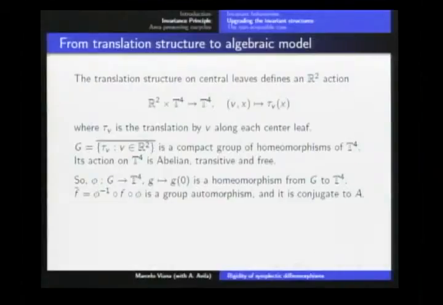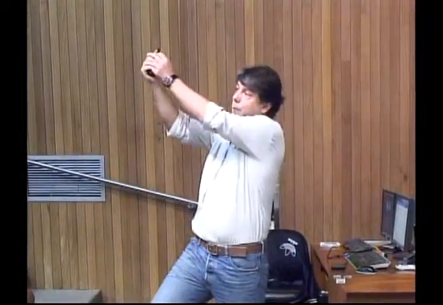And we check that if you take all of these translations, these tau V's are homeomorphisms of T4. If you take the closure of this in the space of homeomorphisms of T4, this is a compact group that acts on T4, and the action is abelian, transitive, and free. Transitive means that if you give me 2 points, I find an element of G that takes this point to this one. And free means essentially that there's only one element of G that does that.